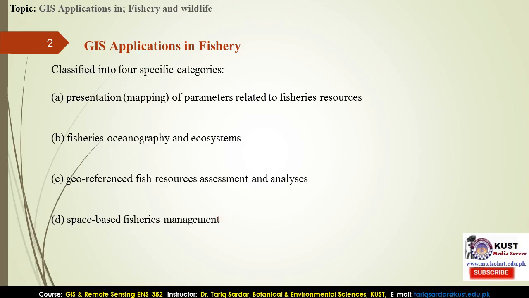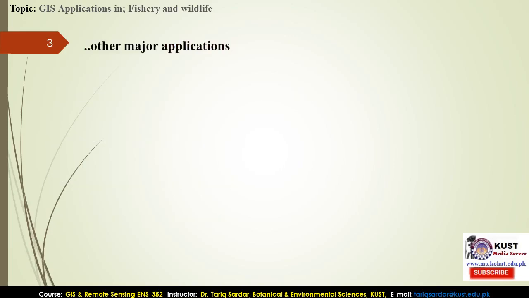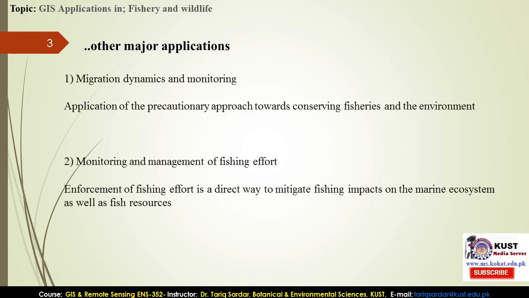So other major applications of the GIS in fisheries assessment and analysis, trending in these very recent times, are migration dynamics and monitoring, to apply the precautionary approach or conservative approach towards the conservation of fisheries and the environment, like the area where the fisheries are being brought up or caught, or where the fishes are occurring much.